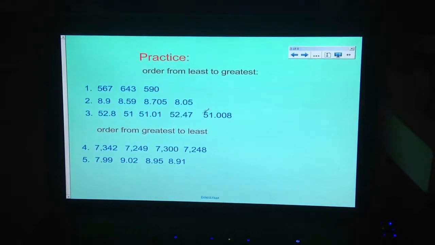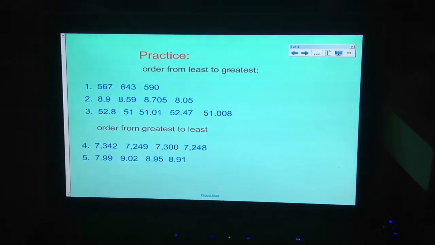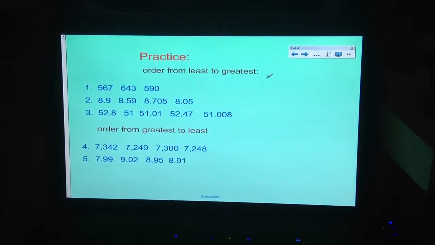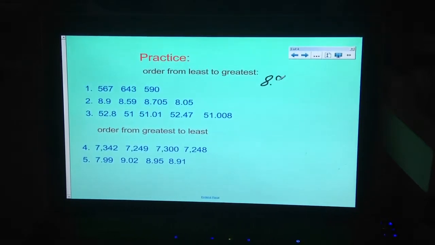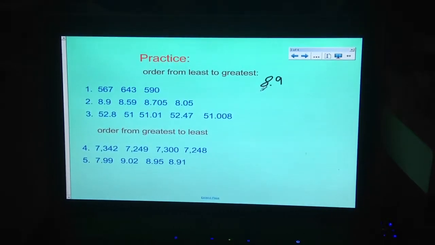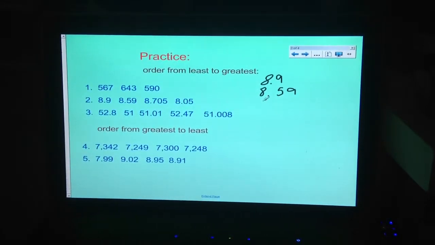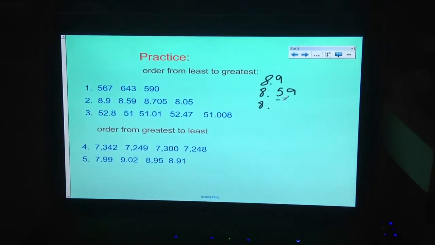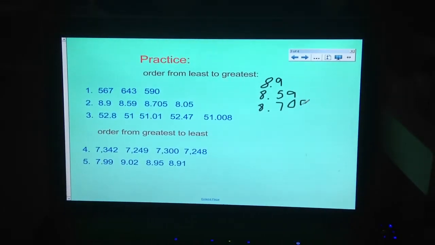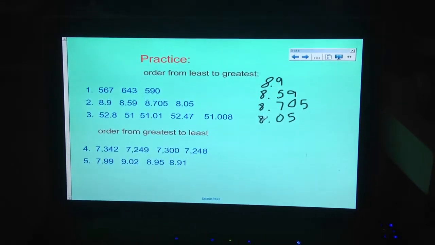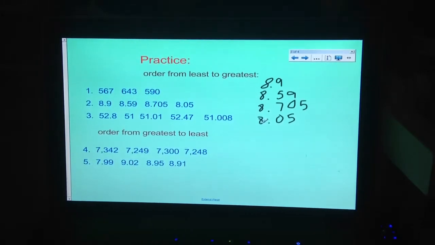Okay, so if I want to place from least to greatest, we'll do a couple of these. So again, I would line them up on a separate sheet of paper. So I have 8 and 9 tenths. I have 8 and 59 hundredths. I have 8 and 705 thousandths. And 8 and 5 hundredths. Now, if I look at the ones place, they're all the same. I can't use that place to determine which one is going to be larger.